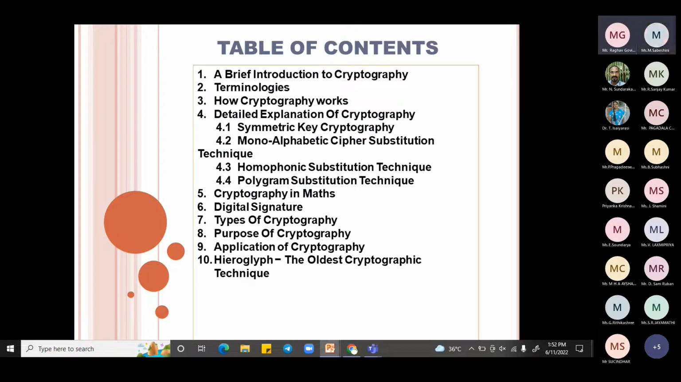Those are the topics that we are going to talk about. We will give a brief introduction about cryptography, then talk about its terminologies and how it works. There are different types of cryptography, which we will explain later in the PPT. Then we will explain how cryptography is used in maths, and we will talk about the history of cryptography.